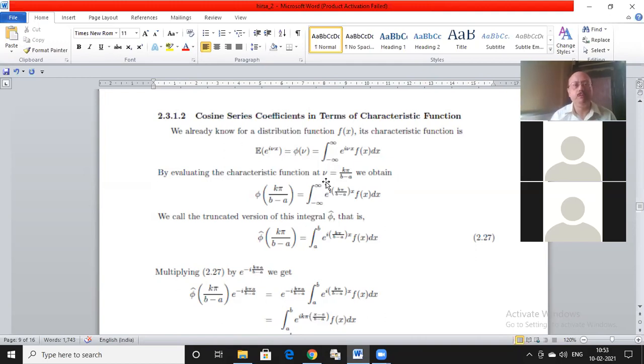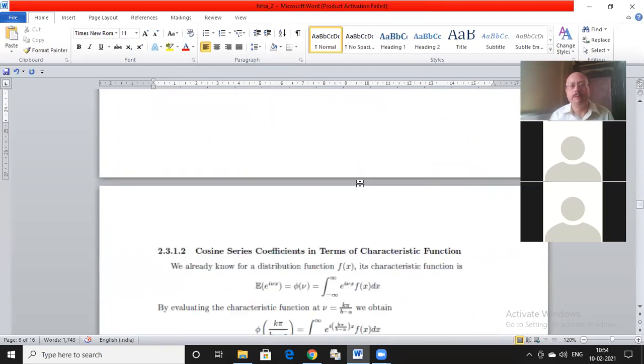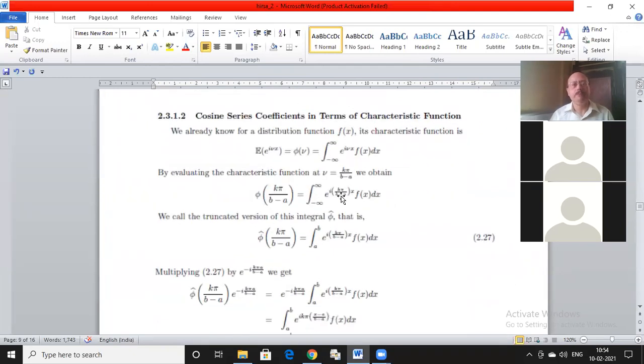So I will use a new variable. So I evaluate the characteristic function at k pi by b minus a. If I do that, k pi by b minus a, then this is the changed expression that I get, and this is the expression that I will be using for the transformations, because that is the transformation I need here, k pi by b minus a. We will be using that.